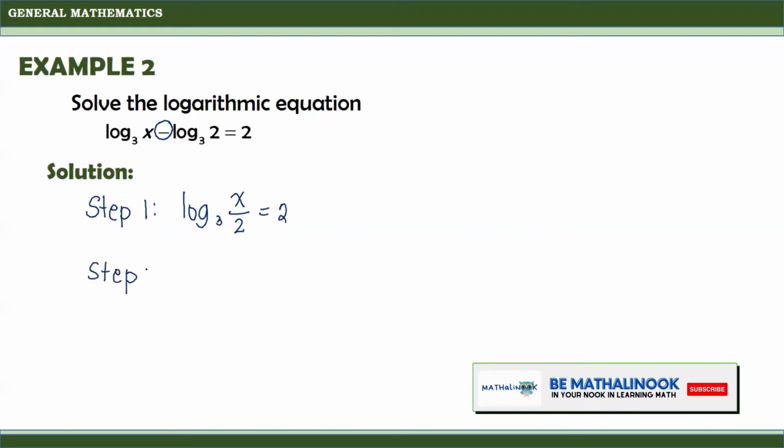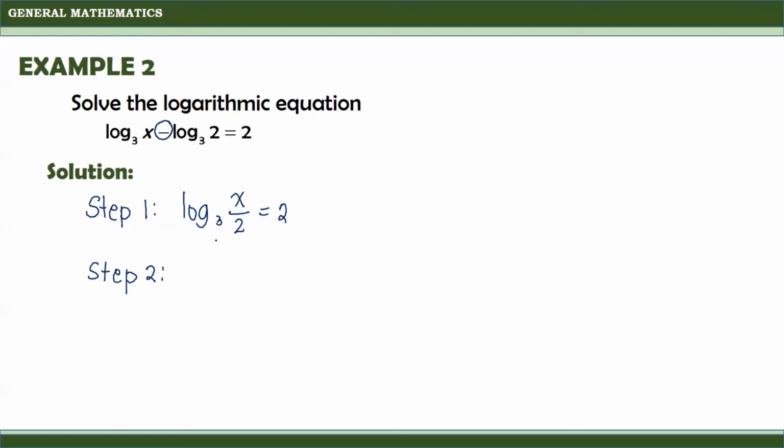Next, for step number 2, express the resulting equation in step 1 into exponential form. To do that, determine the base, the exponent, and the power from step 1. In here, we have the base equals 3, the exponent equals 2, and the power equals x over 2. So writing it into exponential form, we're gonna have 3 squared equals x over 2.